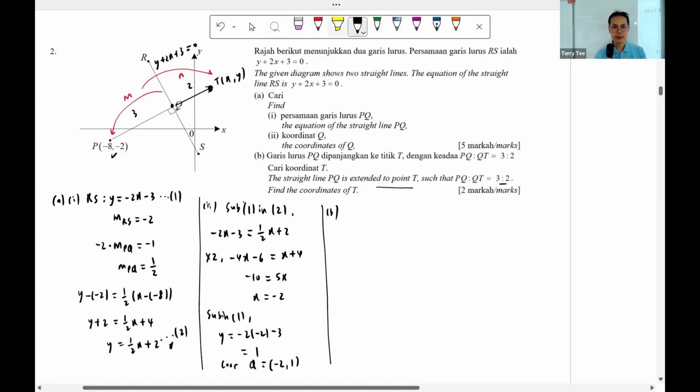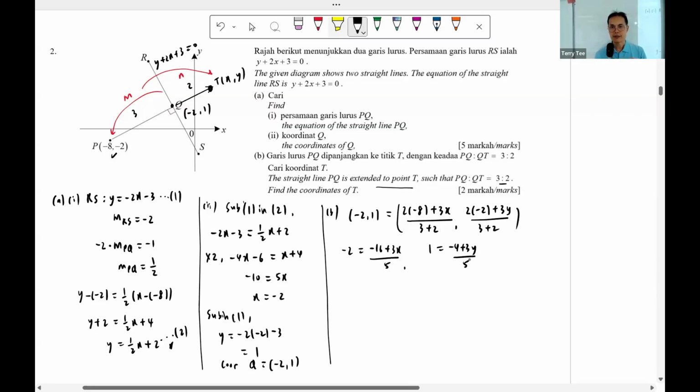So we start by using point Q, which is this minus 2, 1, right? So let me write minus 2, 1. You equate with 2 times negative 8 plus 3 times x, total ratio 3 plus 2. You need to write the whole thing. You write 3 plus 2. 2 times negative 2, 3 times y, total ratio 3 plus 2. So let's equate this. Negative 2 equals negative 16 plus 3x over 5. 1 equals minus 4 plus 3y over 5.